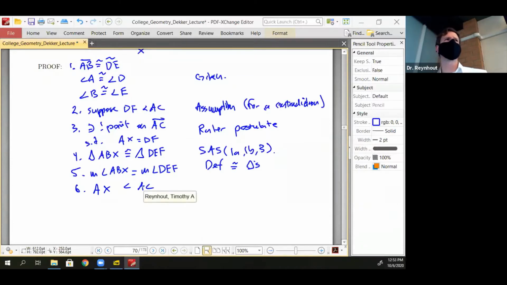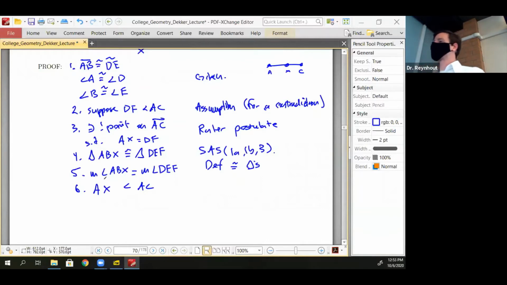No, I'd have to look at the theorem, right? If we take a line segment and we have something in between, then the distance from here to there is less than the distance from here to here. However, we never actually said that this point is between, right? We never actually said that X is between A and C.